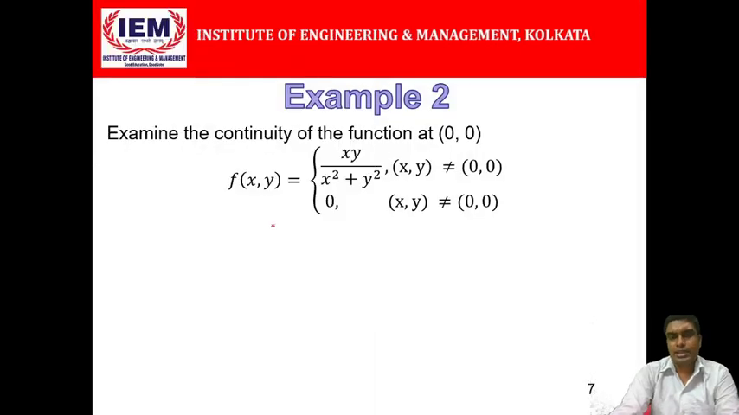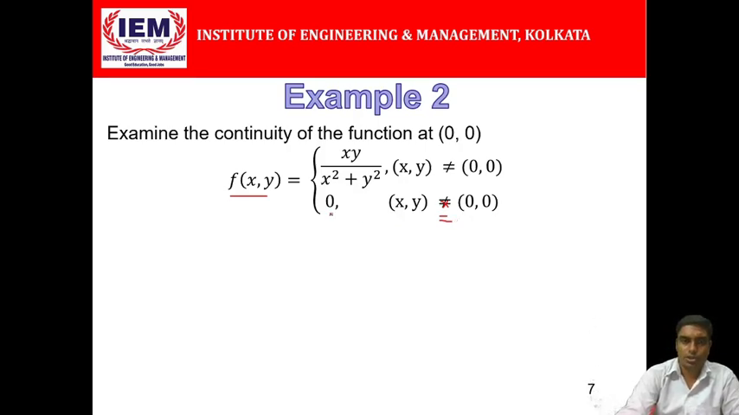Now let's check another example. Here we are given one function f of x, y. It is defined in this way: when (x, y) is not equal to (0, 0), it is xy divided by x squared plus y squared, and when (x, y) equals (0, 0), the function value is 0. Now I have to check whether it is continuous at the point 0, 0.